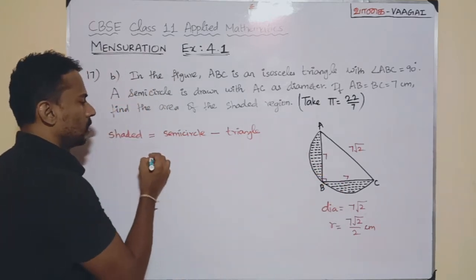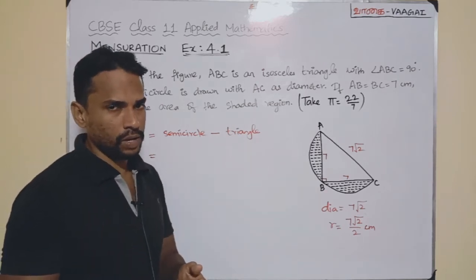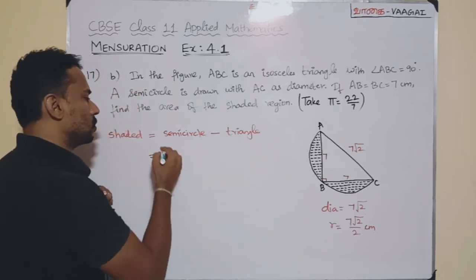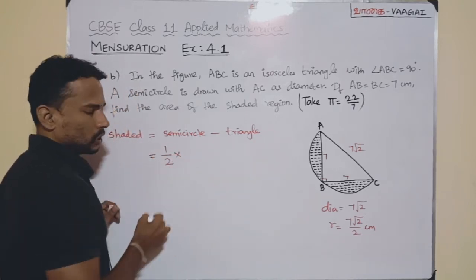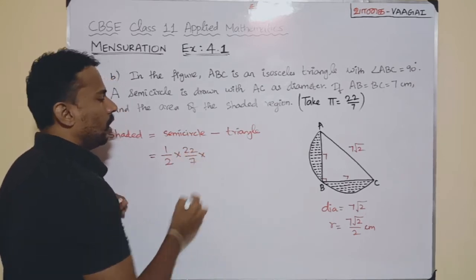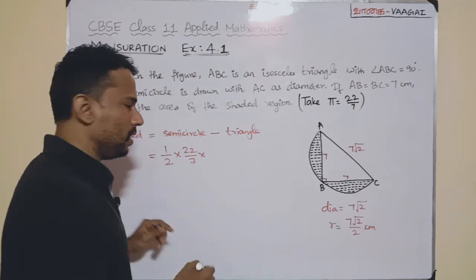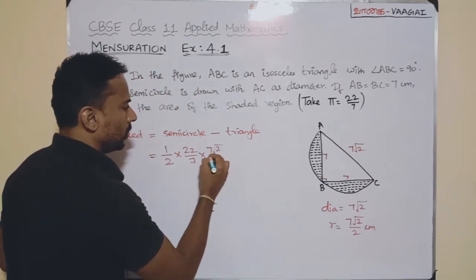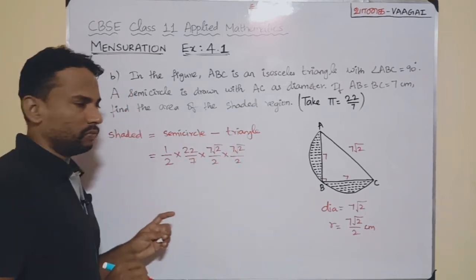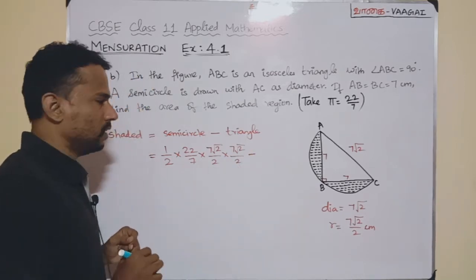Now area of the semicircle, what about the area of a semicircle? For a full circle the area will be pi r square, but this is a semicircle. Semicircle means half. So 1 by 2 of pi r square. Pi r square means 22 by 7 into r square. So what about the value of r? R we just now saw, right? So r value will be 7 root 2 by 2 into 7 root 2 by 2. This is what will be the area of the semicircle. Now minus this value.